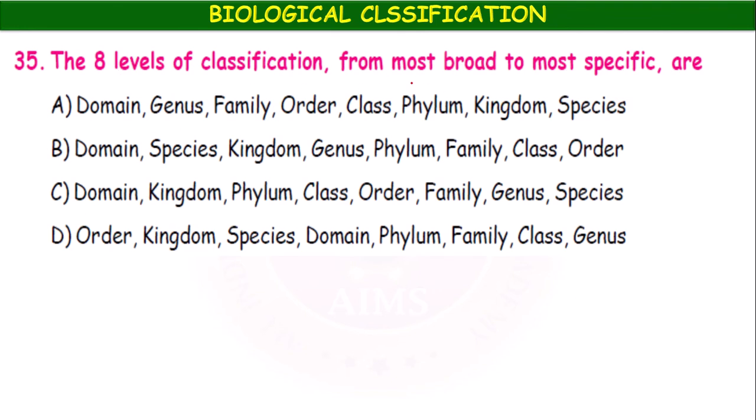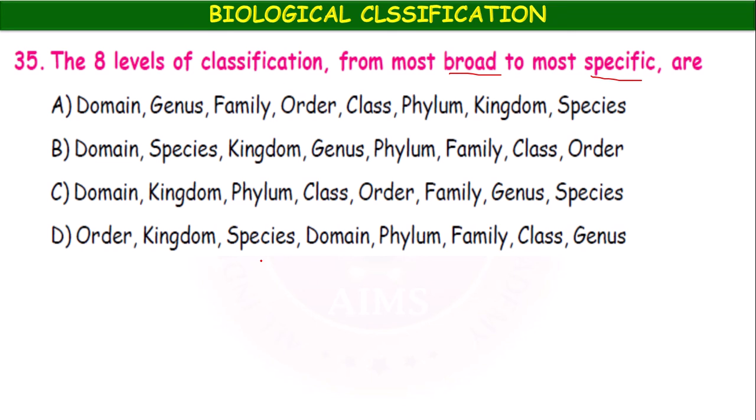The 8 levels of classification from most broad to most specific. Most broad means the largest to smaller, just like ascending, descending order. Option A: domain, genus, family, order, class, phylum, kingdom, species. Option B: domain, species, kingdom, genus, family, phylum, family, class, order. Option C: domain, kingdom, phylum, class, order, family, genus, species. Then option D: order, kingdom, species, domain, phylum, family, class, genus.